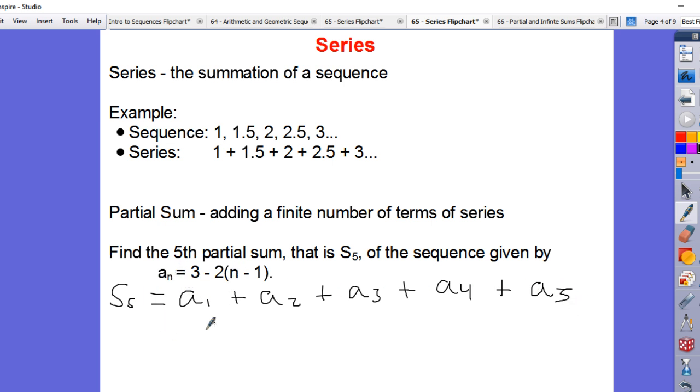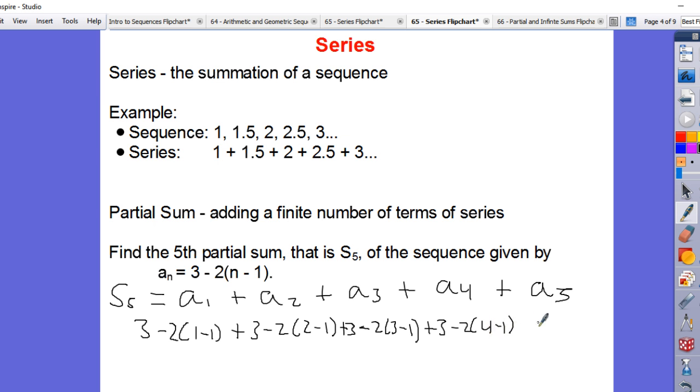Which means this is equal to: A1 is when n is equal to 1, 3 minus 2 times 1 minus 1, plus 3 minus 2 times 2 minus 1, plus 3 minus 2 times 3 minus 1, plus 3 minus 2 times 4 minus 1, plus 3 minus 2 times 5 minus 1. All right.